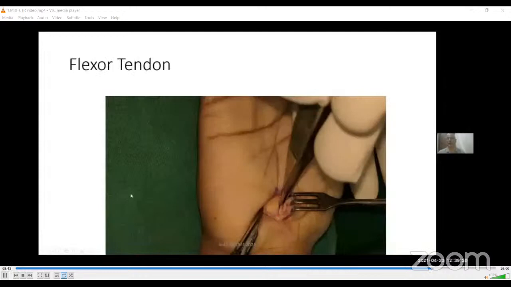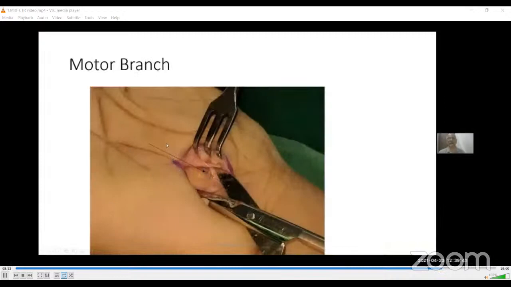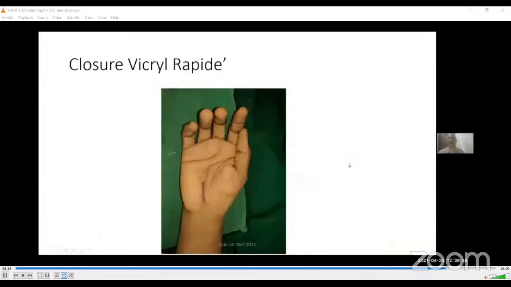The tip is, if you can see the tendon through the synovium, it doesn't require a synovectomy. We always look for and note the motor branch. This black arrow shows the motor branch over here. Closure is done with Vicryl Rapid, so there is no question of suture removal. A dressing is given with fluffed gauze and a POP slab, which maintains the wrist in 10 degrees of extension. MP joints are kept free for complete mobilization of the hand.